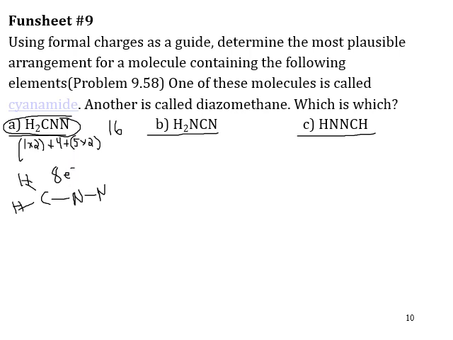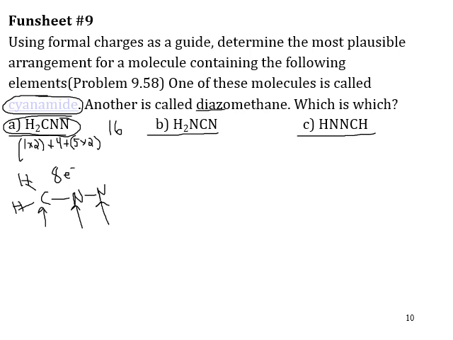And then once you are finished with drawing the Lewis dot structure, determine the formal charge on each atom. And by doing that, the goal is to use formal charges as a guide to see which molecule is most stable. So now one of these is called cyanamide, and I gave you a link to a Wikipedia site that talks about cyanamide.